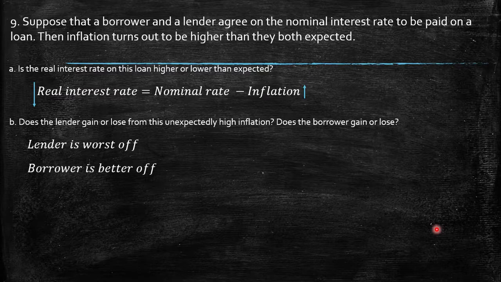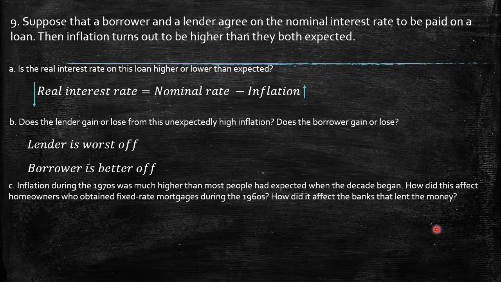Why? Because the lender is worse off, since at the end of the day what really matters to him is the real interest rate. And if the real interest rate is lower, he's receiving less return for the loan. So definitely he is worse off. Different is the case of the borrower, because if the real interest rate is lower than expected, he or she will be paying less than was established in the contract.